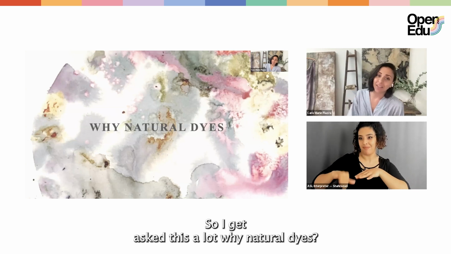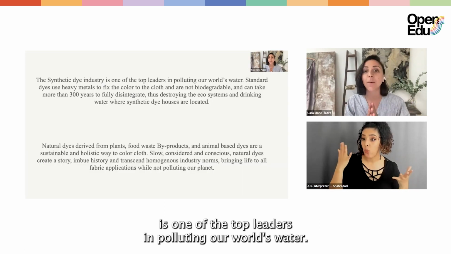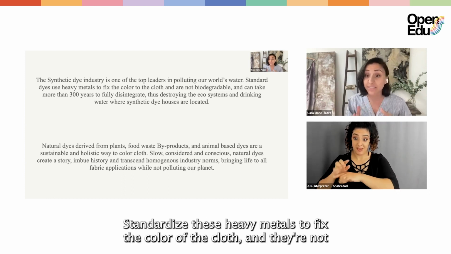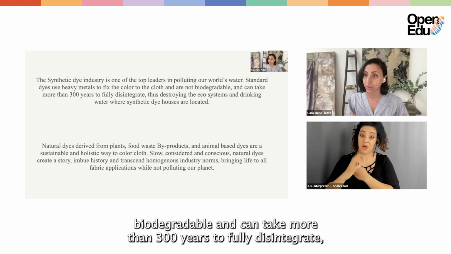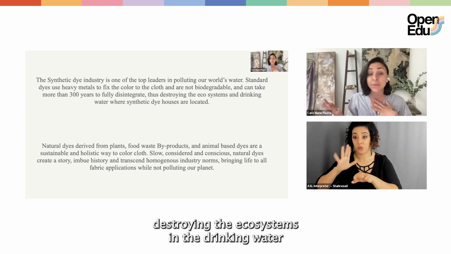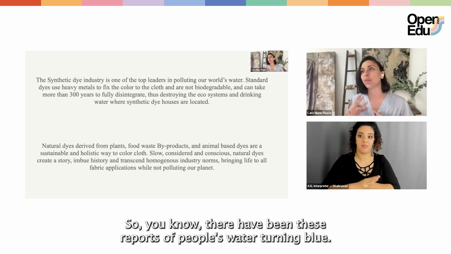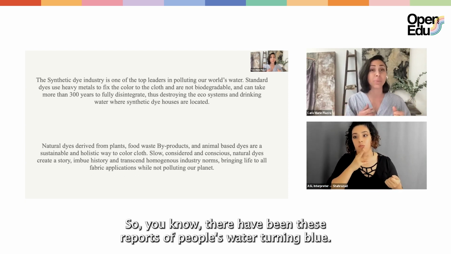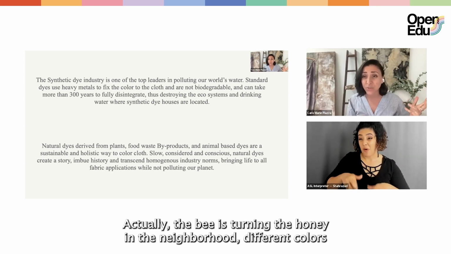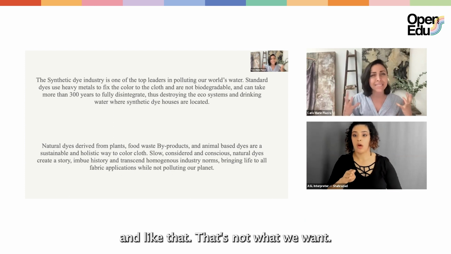So I get asked this a lot. Why natural dyes? The synthetic dye industry is one of the top leaders in polluting our world's water. Standard dyes use heavy metals to fix the color of the cloth, and they're not biodegradable and can take more than 300 years to fully disintegrate, destroying the ecosystems and the drinking water where the synthetic dye houses are located. So, you know, there have been these reports of people's water turning blue. I think it happened by the M&M factory, actually, the bees turning the honey in the neighborhood different colors. And like, that's not what we want.